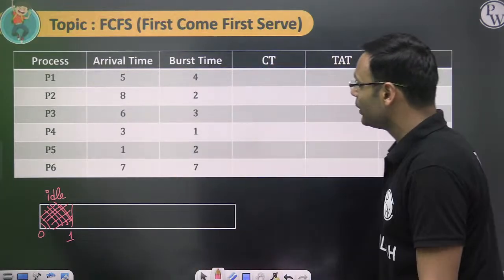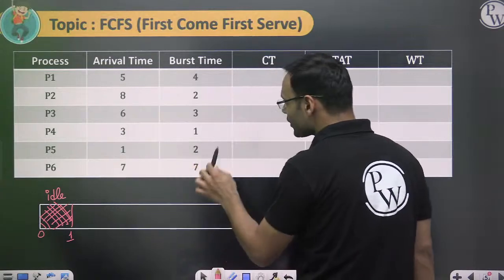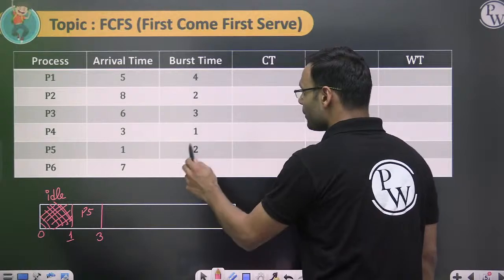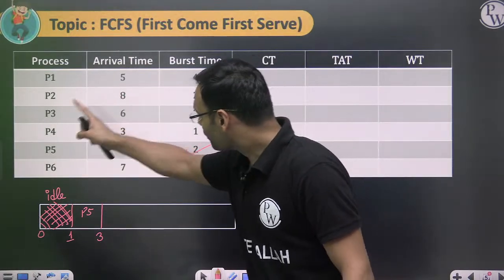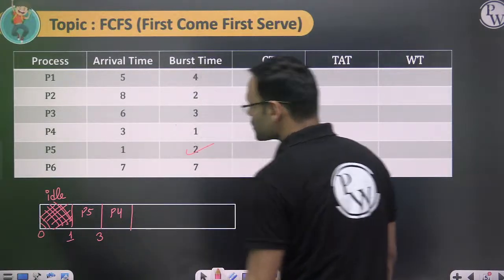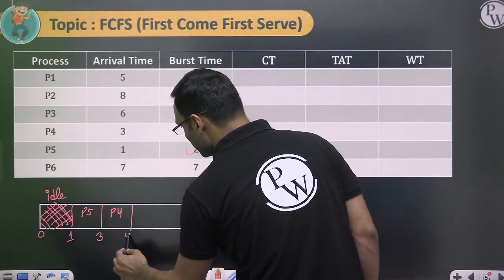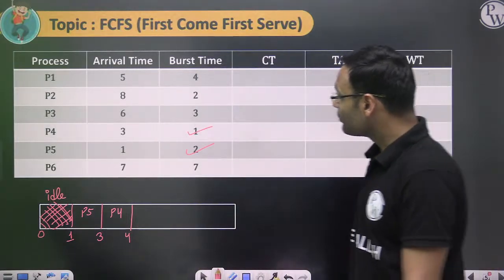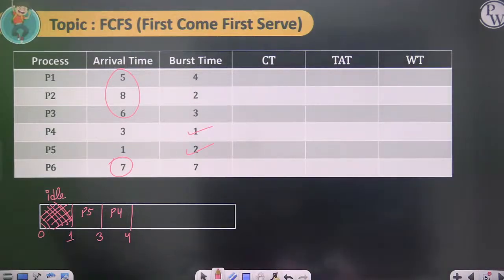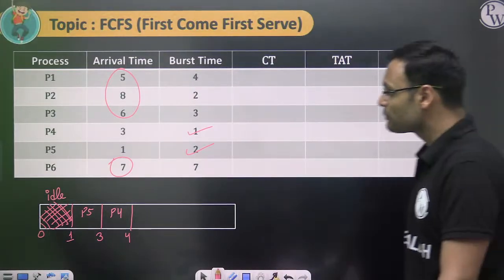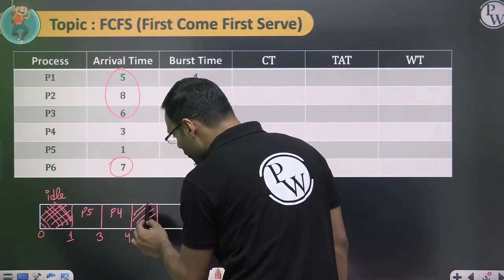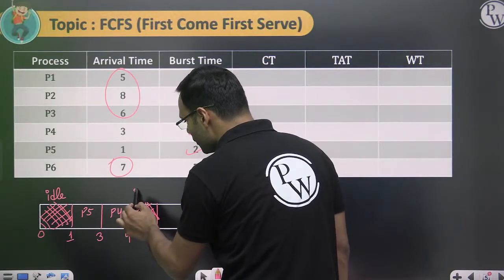Next, at 1 time unit, P5 arrives and runs for 2 time units. So P5 runs for 2 time units, 1 plus 2, 3. Okay, P5 done. And at 3 time units, P4 arrives. So I can run the next arrived process P4 at 3, which runs for 1 time unit. Done. Now at 4 time units, do we have any process arrived? No. If we do not have a process, again what to do? We'll have to keep the CPU free, idle. So from 4 to 5, 1 time unit, no process is running. In that case, the CPU again remains idle.